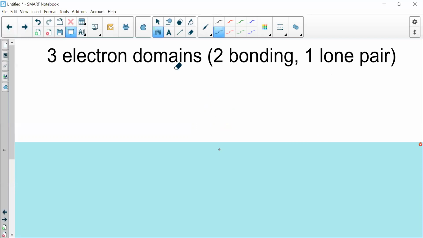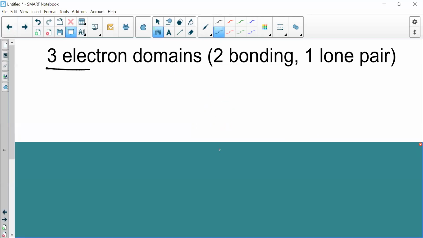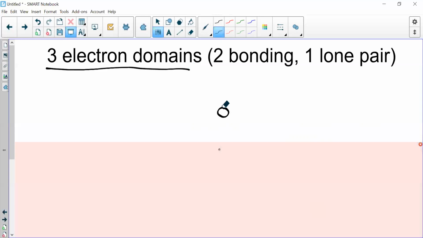3 electron domains, 2 of them are bonding, 1 of them is a lone pair. So what's this going to look like? All right, so we have 3 domains, 3 things coming off of the central atom. So here's my central atom. If I have 3 things, they're going to naturally be a triangle shape, right? Remember, if it were bonds, it would be like a bond, and a bond, and we called that trigonal planar.